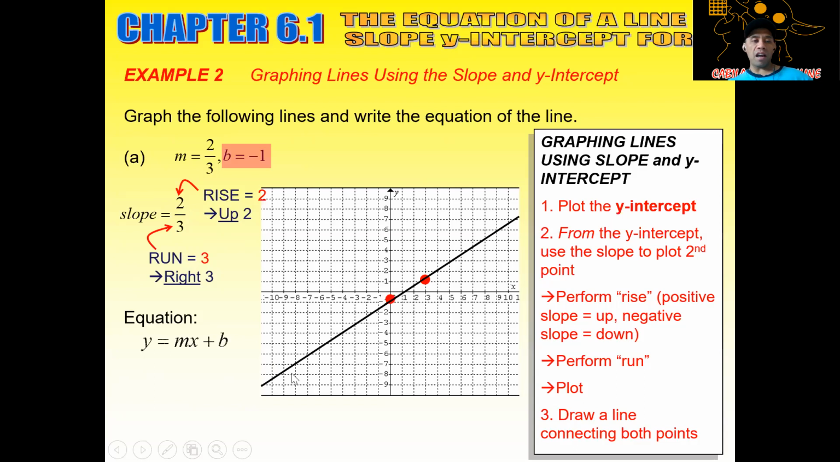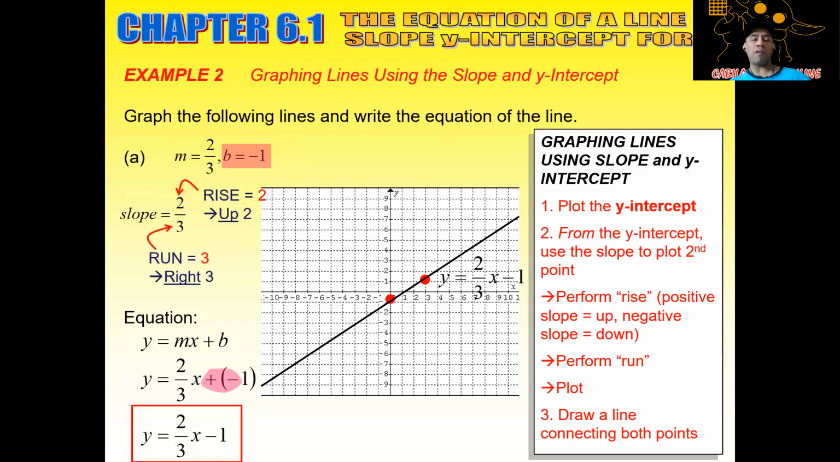So the equation of this line in the form of y equals mx plus b will be y equals 2/3 x plus -1. And don't forget, when you have a positive and negative together, change that to a minus sign. So that will be the equation of that line. And also get in the habit of labeling the lines after you draw them, because you're going to see in the very final lesson that when you draw 2 lines, that's going to become very useful to identifying which line is which.